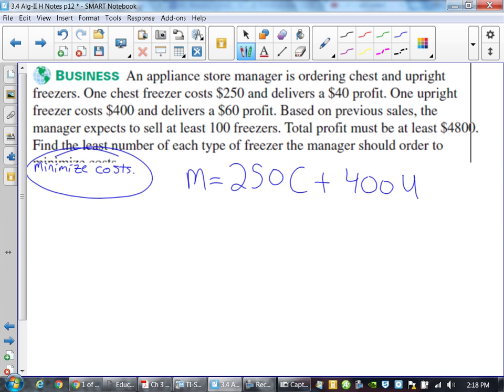Now, can we have negative values of freezers? No. So we know it's going to be a what quadrant problem? First quadrant. Now, it also talked about profit in this case. Is that a Y? That's a U for upright. Because that's how we walk. Some of us do. We try.